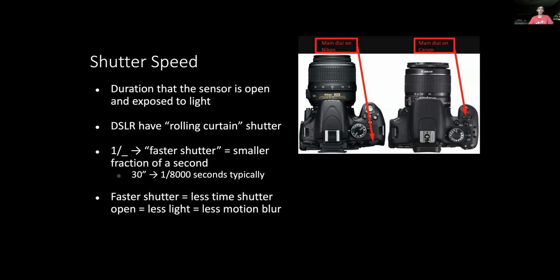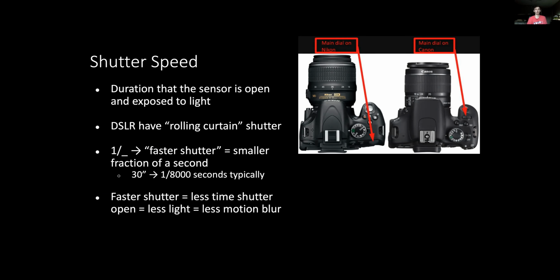So the first setting that's going to affect your exposure is your shutter speed, and that's the duration that the sensor is exposed to the light. DSLRs have what's called a rolling curtain shutter to determine how much light reaches the sensor, and I have an animation of that coming up here. You're going to typically see it as 1 over a number, and 1 over 100 is 1/100th of a second. Or you can even have an exposure as long as 30 seconds and as fast as 1/8000th of a second on most DSLRs.